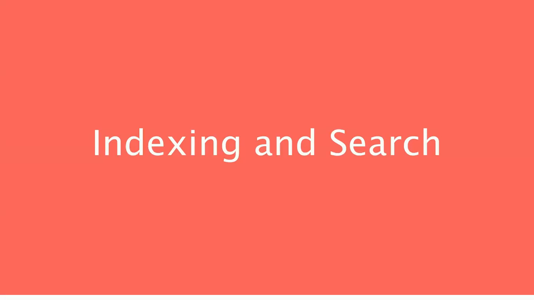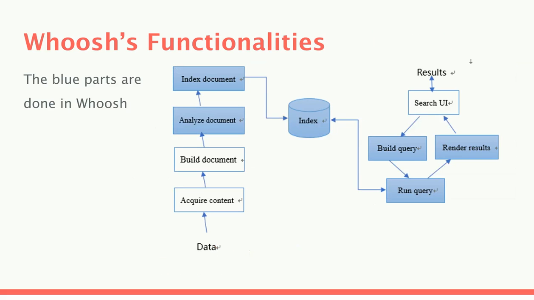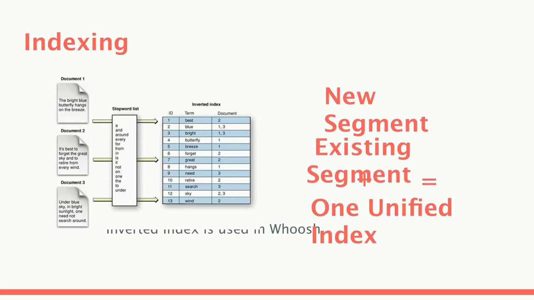In our project, Whoosh is utilized to do the indexing part. Whoosh is a library of classes and functions for indexing text and then searching the index. It allows users to develop custom search engines for their content. In the chart above, the blue parts are done by Whoosh, which requires documents as input. For indexing, an inverted index is used in Whoosh. It maps terms to the documents that they appear in.